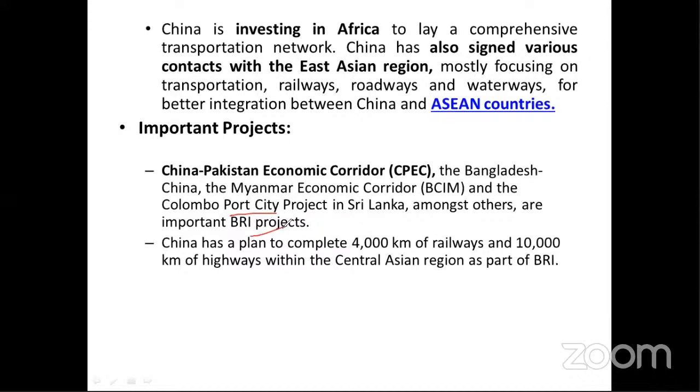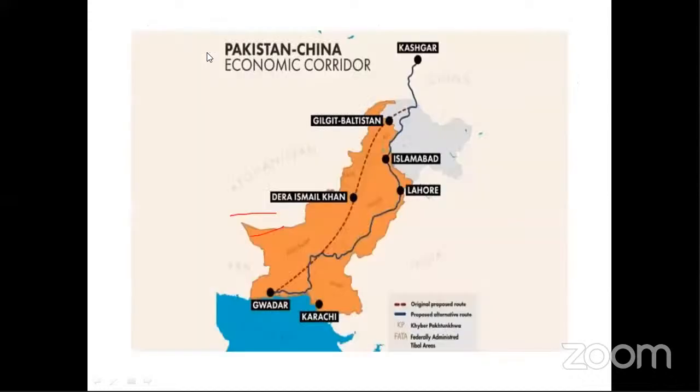China has planned to complete a 4,000 kilometer railway and 10,000 kilometer highway within the Central Asian region as a part of the Belt and Road Initiative. Okay, you have to write in the answer all these important projects that were started under the Belt and Road Initiative.